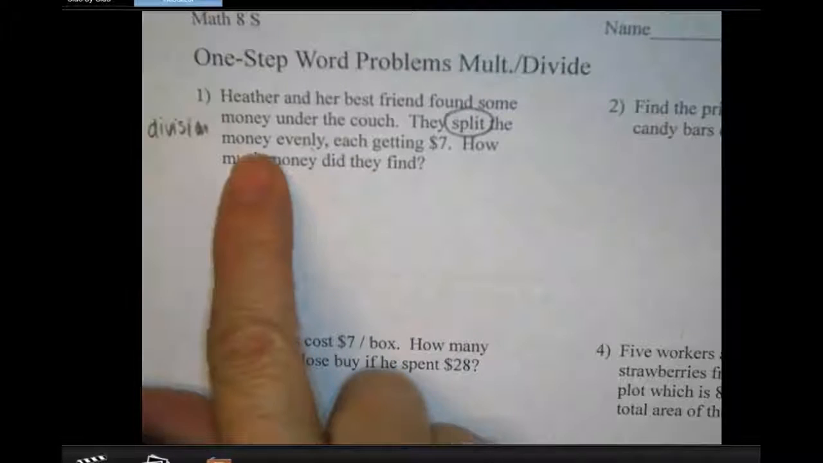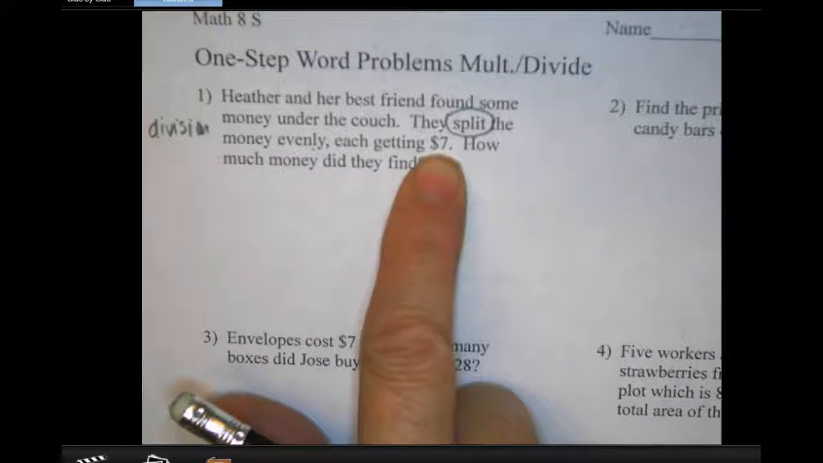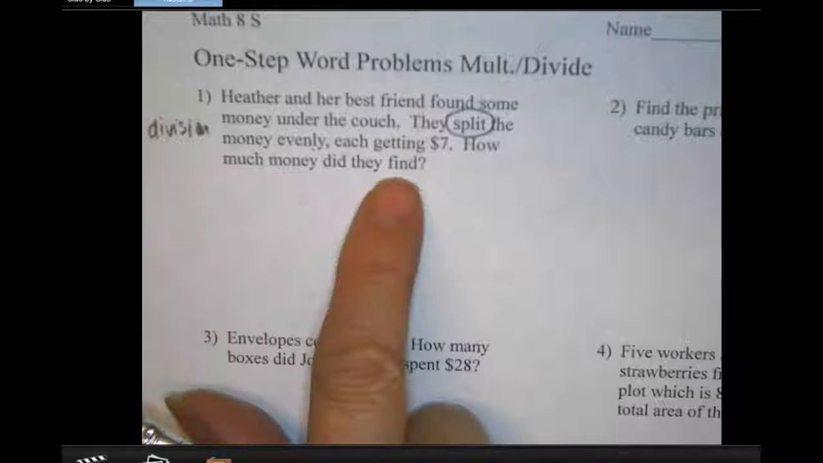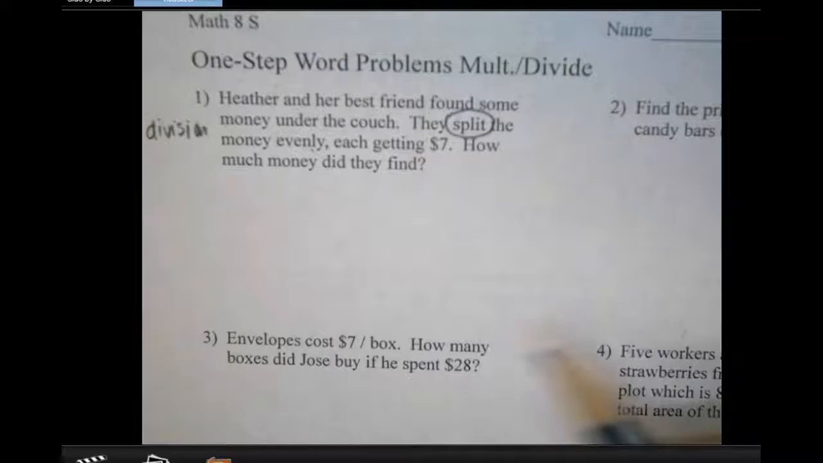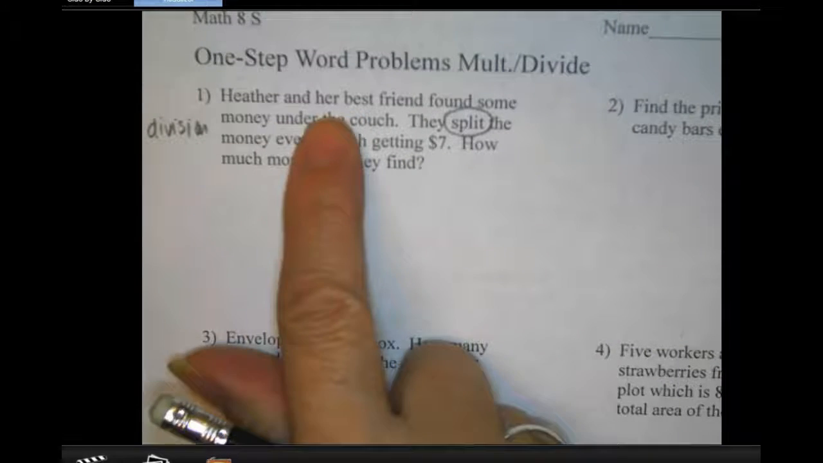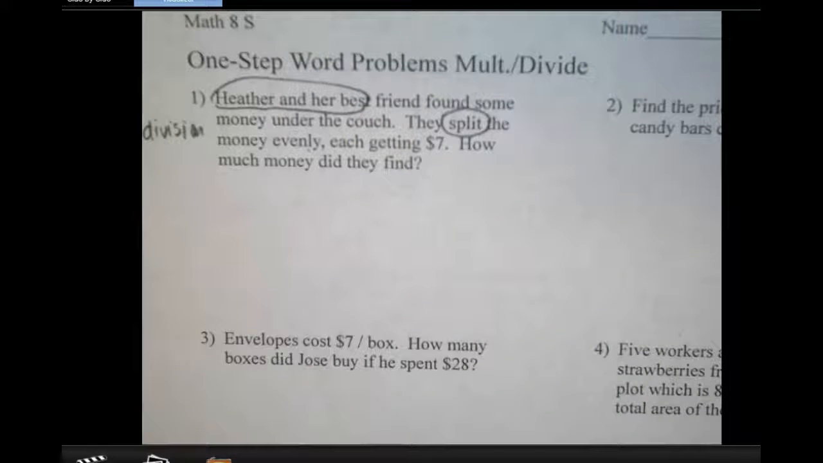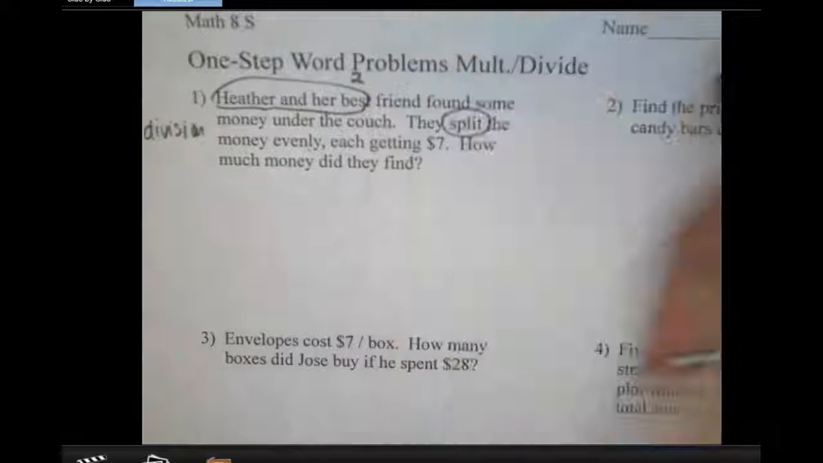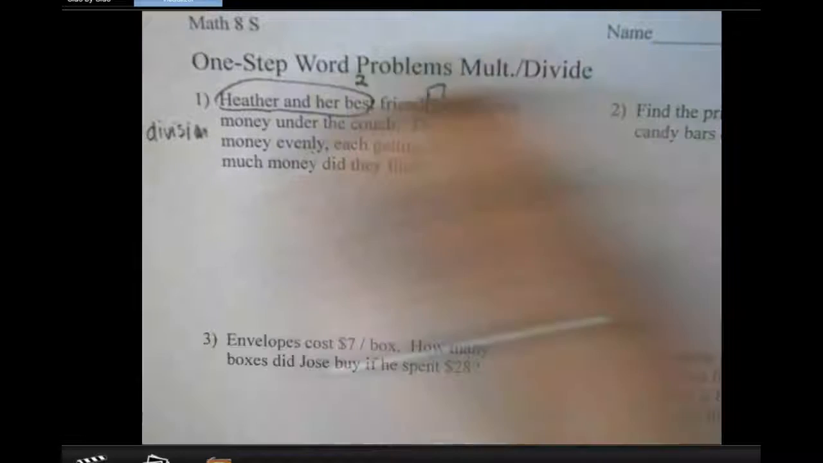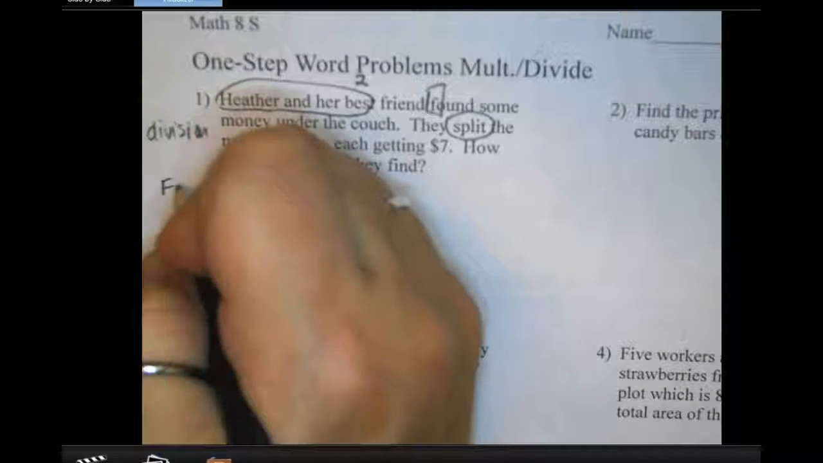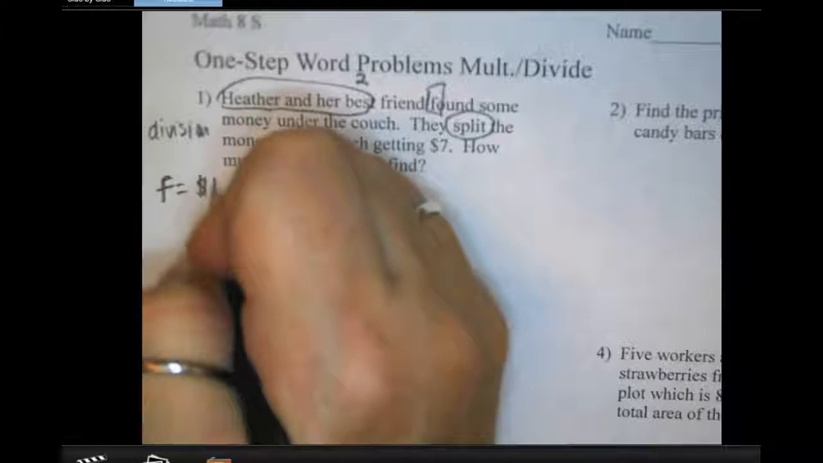So they're going to split the money evenly. Each of them gets $7. How much money did they find? Okay. So how many people are there? It's Heather and her best friend. So how many people is that? 2. Okay, and they found some money, right? So we're going to say F is going to be the money they found, right? F equals money they found.